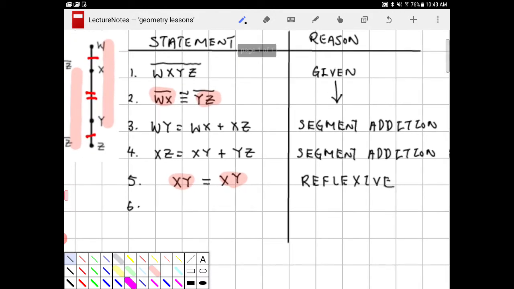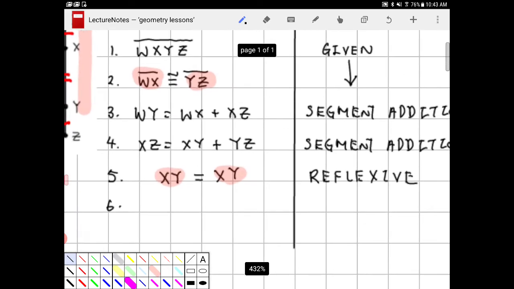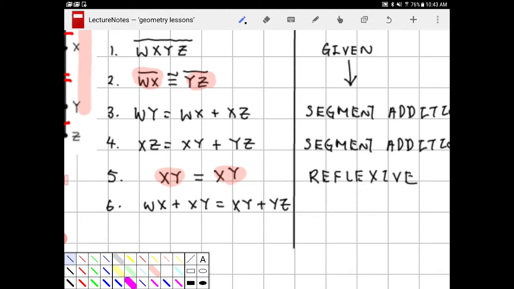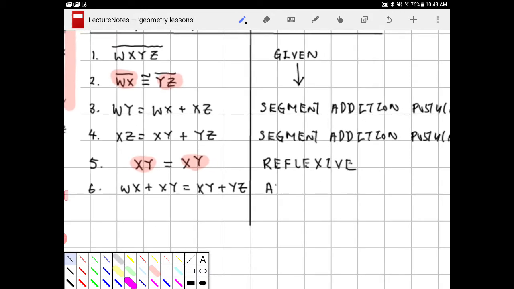But what I'm going to do, if I'm treating line 2 and line 5 as if they are equations, I will add Wx and xy together. So line 2 and line 5 together. I will also add yz and xy together to get this. So this is true because of addition between line 2 and line 5.